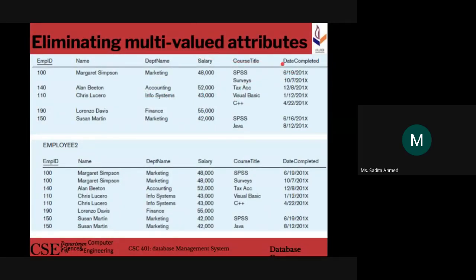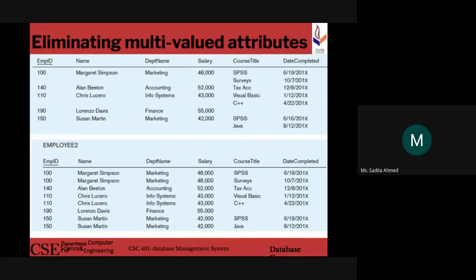If you delete Margaret Simpson's data, and if you take a look at the database table now, we will see that surveys নামে কোনো course-ই নেই. But actually surveys নামে তো একটা course আছে. There is a course named surveys. There is a course for some surveys. But we are losing that information.